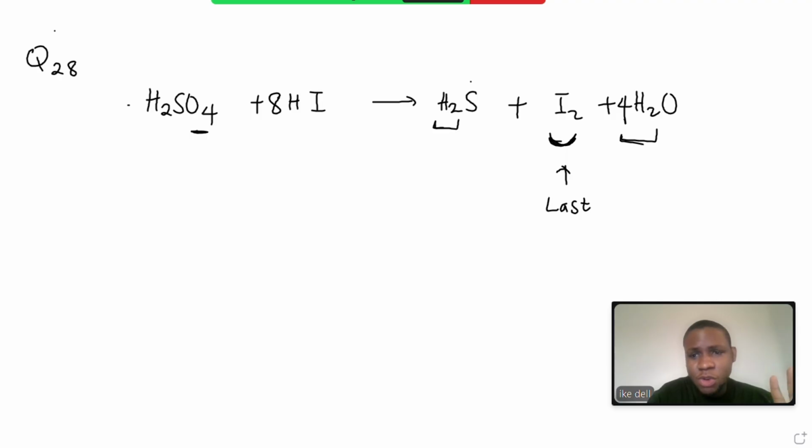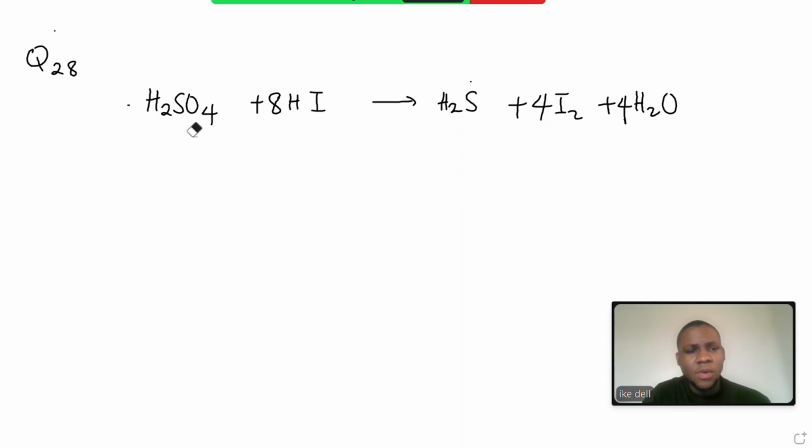The first thing we balanced was the oxygen. Then we came back to balance the hydrogen, and that is going very well. Sulfur is 1 on both sides, so that's good. But then the iodine is 8 here, and here is 2. So I can just put a 4 here in order to balance that as well. Now everything is looking balanced.